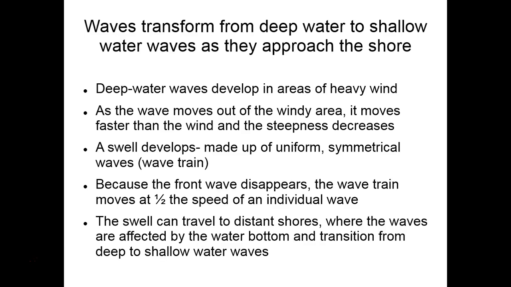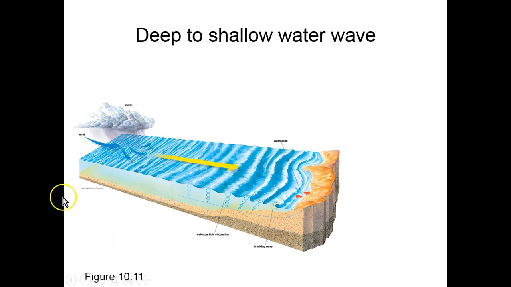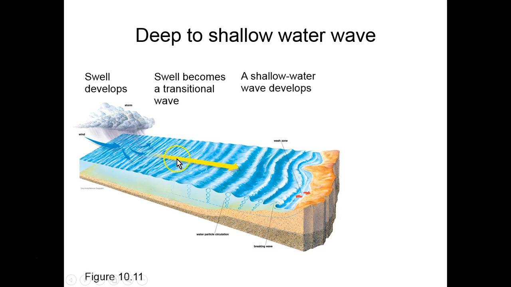The swell can then travel to distant shores, where the waves are affected by the water bottom and transition from deep to shallow water waves. Okay, so again, we have wind out in the middle of the ocean that creates deep water waves, and we have a swell that develops. So these are rolling waves that are part of a wave train. The swell moves closer to shore, and that transitions into a transitional wave. And then as it gets closer to the shore, a shallow water wave develops.